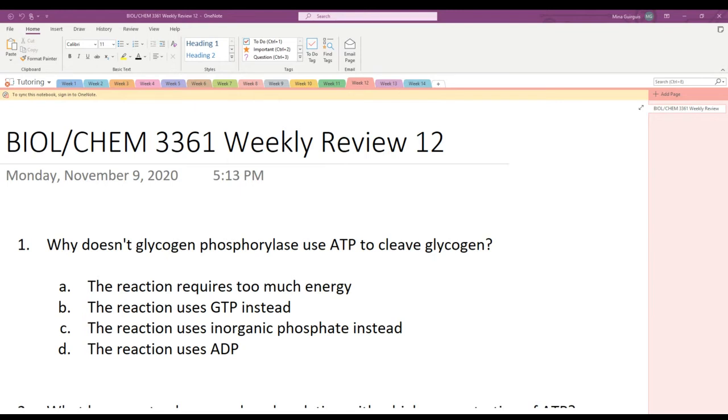So the first question you guys see on your screen is, why doesn't glycogen phosphorylase use ATP to cleave glycogen? I'm going to approach this question the way I've been approaching everything. Let's think about energy. Let's think about the big picture.